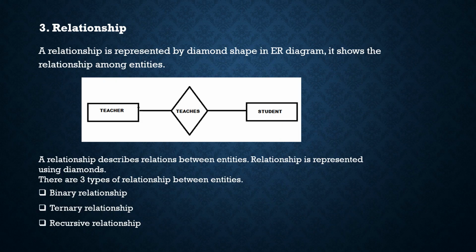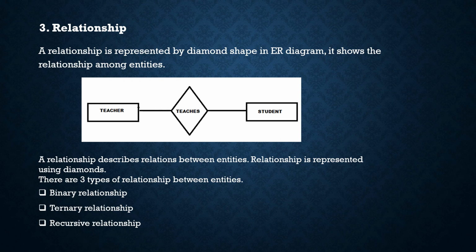Okay, we'll go to the next component, that is relationship. A relationship is represented by diamond shape in an ER diagram. Diamond shape, or we can say rhombus. It shows the relationship among entities. Teacher teaches student. Here teacher and student are two entities, and the relationship is teaches. It uses a rhombus or diamond shape. A relationship describes relations between entities. Relationship is represented using diamonds.